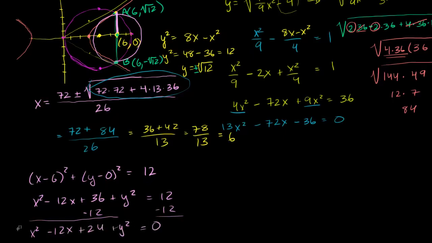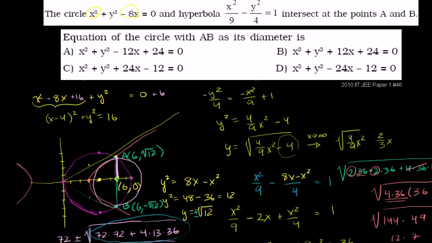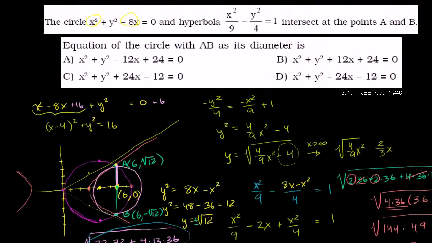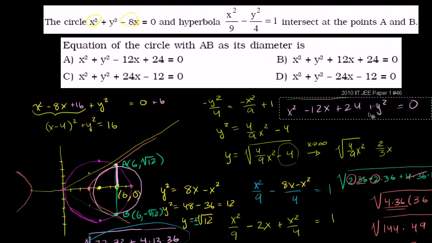And let's see which of the choices match that. Let me copy it, and then let me paste it up here. And it looks like we have an x squared, positive y squared, a negative 12x, and then a positive 24. Negative 12x, positive 24. So it looks like our answer is A. Did I do that right? X squared plus y squared minus 12x plus 24. Yep, our answer is A.